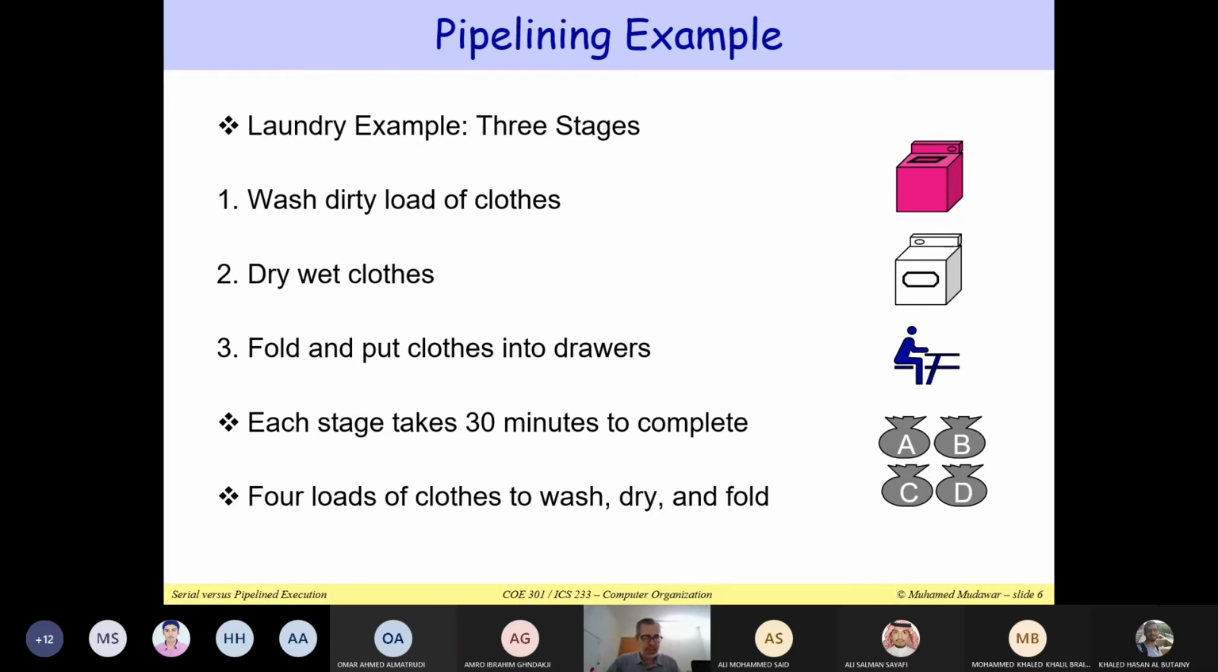Now the question is, suppose on a weekend you would like to go and do your laundry. I don't know if you have done it yourself. If you do your laundry, you have to take your laundry, and you have to wash, you have to dry, and you have to fold. Suppose that we have 4 loads of clothes, which are shown here: A, B, C, D. Each one I would like to wash, dry, and fold.